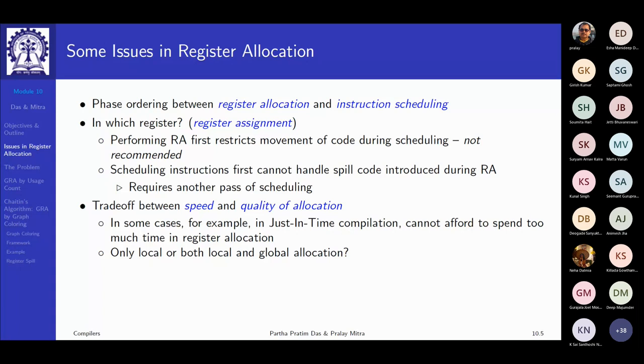Then I finally decide which is Rx, which is Ry, which is Rz, and so on. This is better in terms of optimization, but this cannot handle the code spilling. We'll talk about code spilling more as we go through the module now.